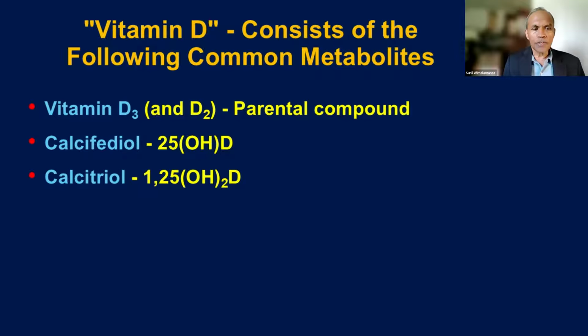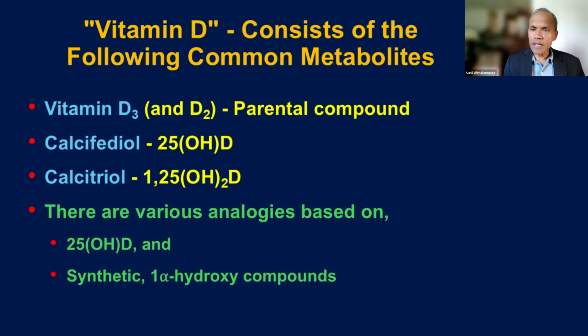The third component, which is the most active component of vitamin D, is calcitriol. It has 3 hydroxyl groups, so it's a 1,25-dihydroxy vitamin D. Other than this, there are a bunch of synthetic analogs made out of 25-hydroxy D, and mostly from the 1-alpha hydroxylase compound, which is indicated in chronic renal failure.